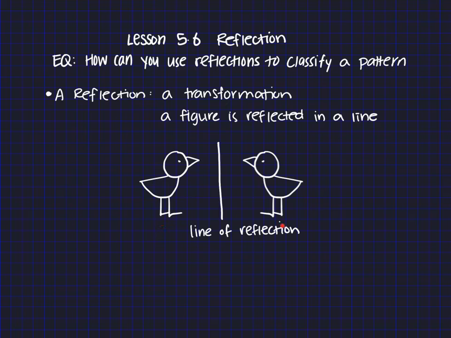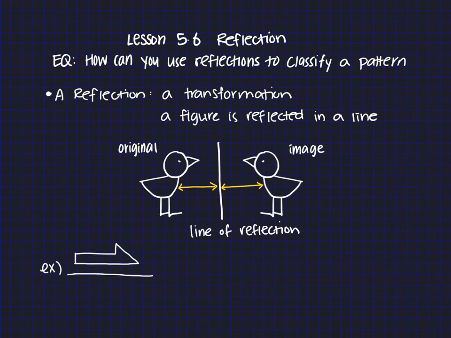So this is the original, and this is going to be the image, which is, again, the mirror image, same size and shape. One thing that you'll have to be careful about is that the distance from the original to the line of reflection should be the same as the distance from the image. So they have to be equal in distance.